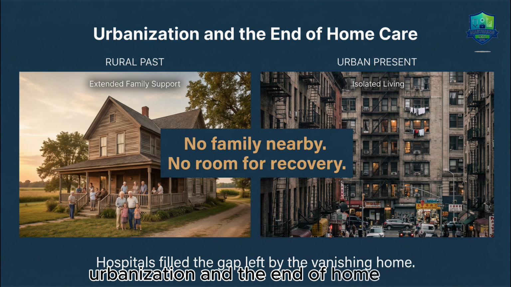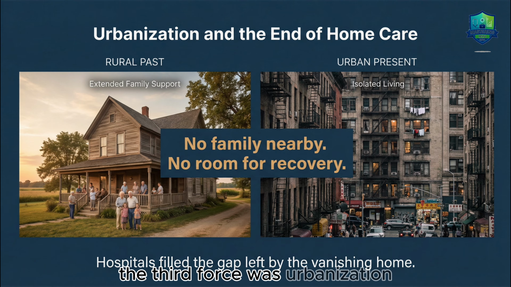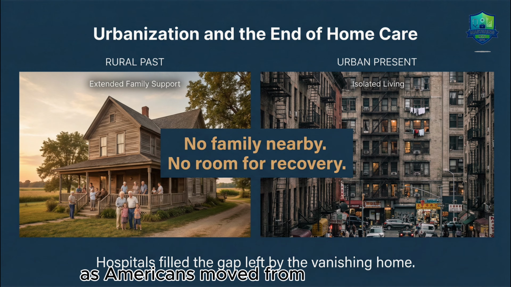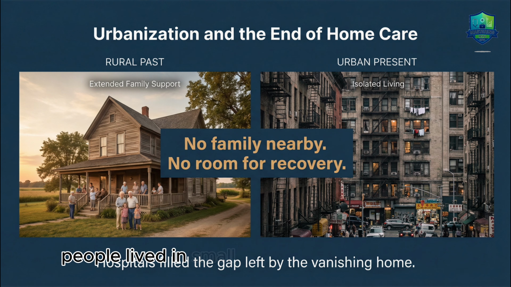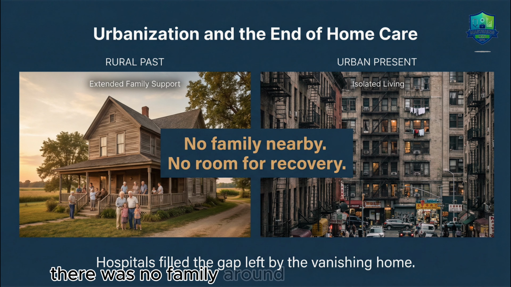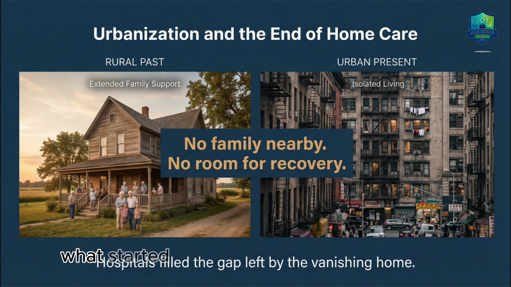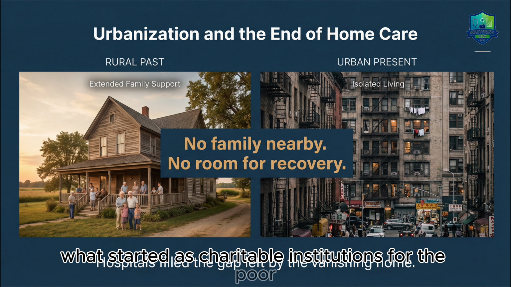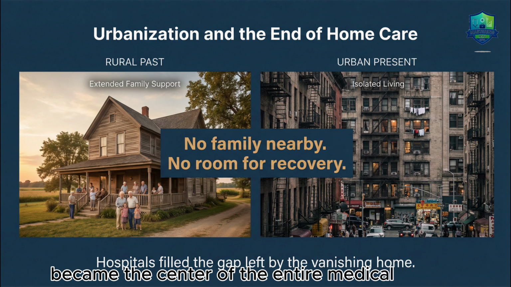Urbanization and the end of home care. The third force was urbanization. As Americans moved from farms to cities, family structures changed. Extended families no longer lived together. People lived in small apartments or boarding houses. There was no space to care for a sick relative. There was no family around to provide that care. Hospitals filled this gap. They became the place where sick people went to receive treatment and recover. What started as charitable institutions for the poor became the center of the entire medical system.